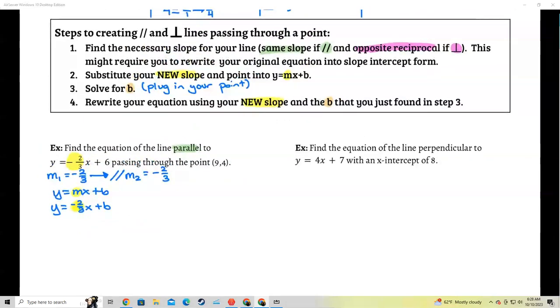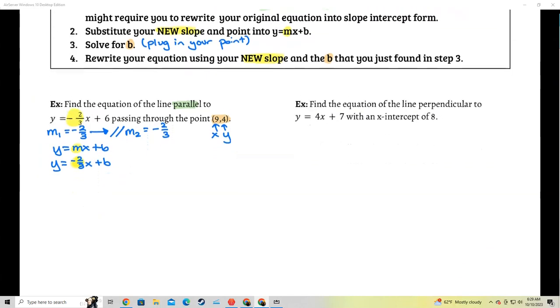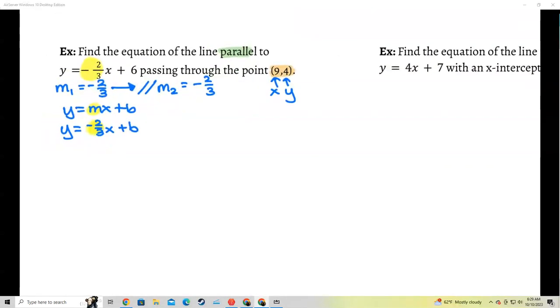Step number 3, we're going to plug in my point and I'm going to solve for b. Remember that I want it to be passing through the point 9 comma 4. In that 9 comma 4, this is going to be my x. This is going to be my y. So I'm going to substitute these values in here. I'm going to write 4 equals negative 2/3 times x, which in this case is 9, plus b.